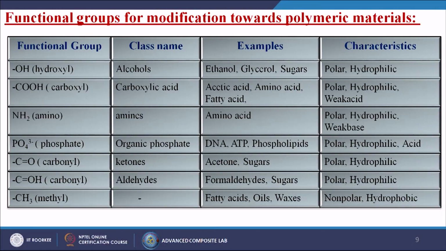Let us take one example. Suppose we adopt the hydroxyl functional groups. Generally we can get them from alcohols, for example ethanol, glycerol, sugars. The characteristic is that we get polar, or hydrophilic, characteristics in that material. If we take the amino group, NH2, the class name is amines, and we get these from amino acids. What material properties can we get? We can get polar, hydrophilic and weak base.